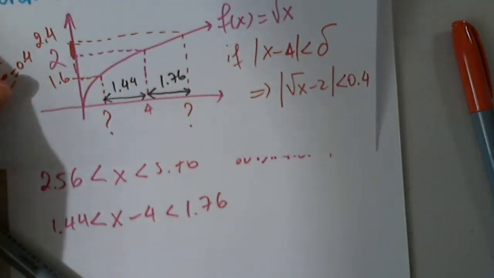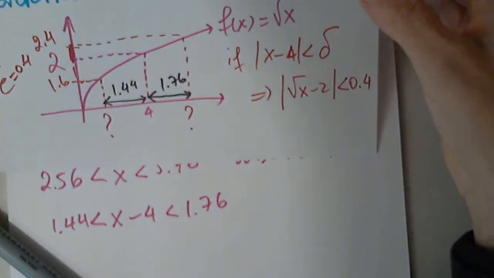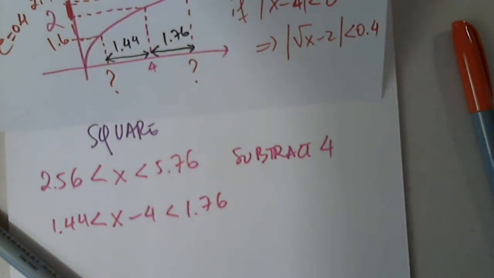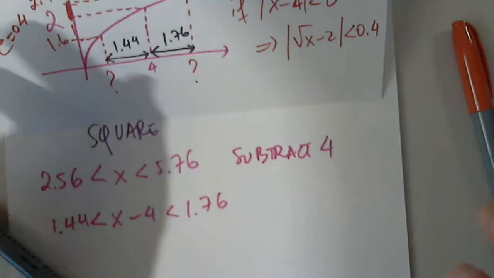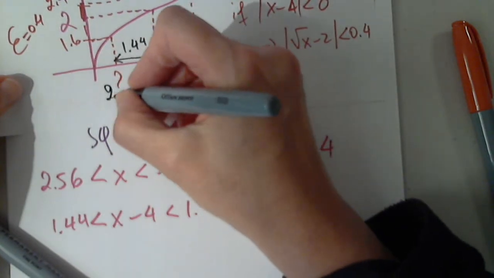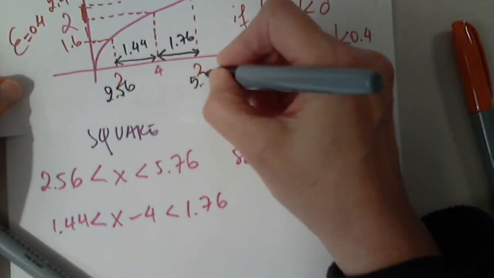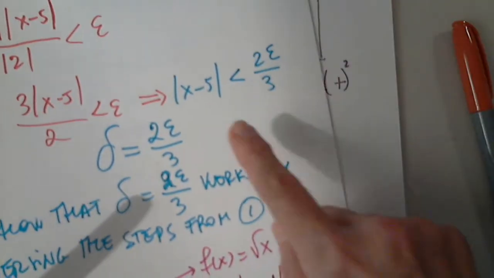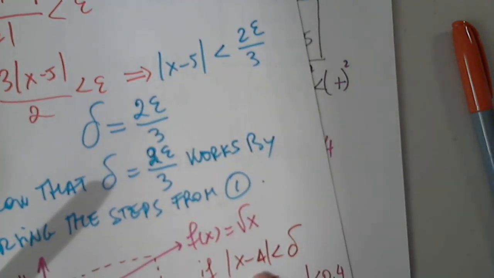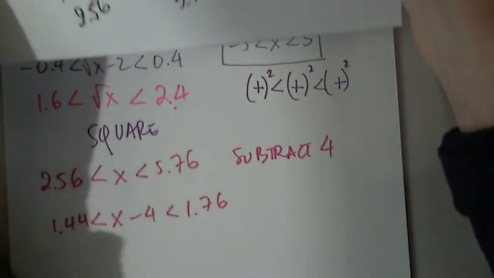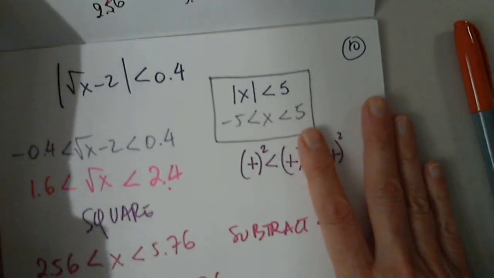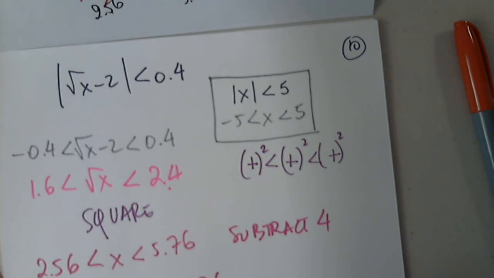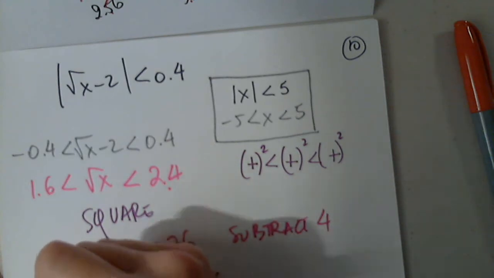Why do we subtract 4? Because we want a distance. Or, if you don't want to subtract 4, then you write here 2.56, and you write here 5.76, and it's the same thing. But we subtract 4 because that's what we are after. We're after x minus 4 to find delta. Or just write the numbers, and you still have to subtract 4 to determine what that is.